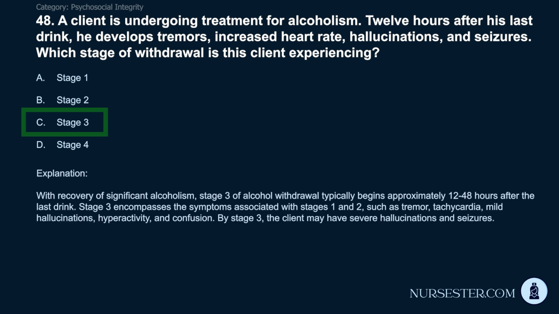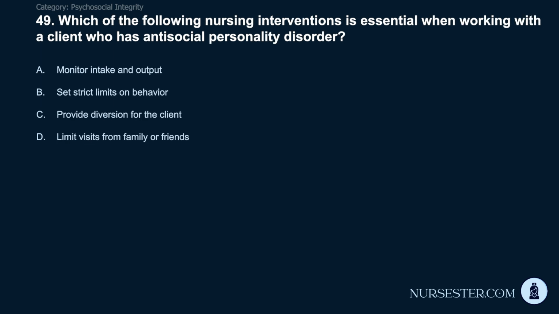With recovery of significant alcoholism, stage 3 of alcohol withdrawal typically begins approximately 12 to 48 hours after the last drink. Stage 3 encompasses the symptoms associated with stages 1 and 2, such as tremor, tachycardia, mild hallucinations, hyperactivity, and confusion. By stage 3, the client may have severe hallucinations and seizures.